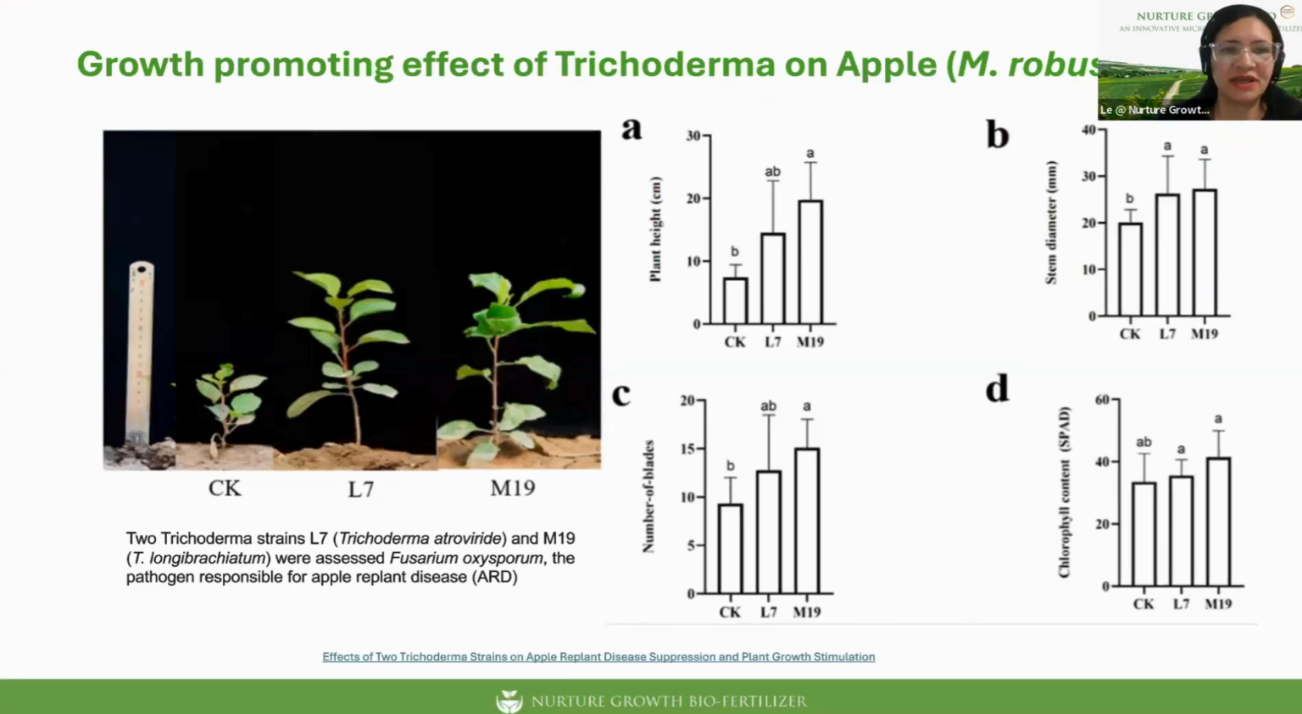This is a slide showing the growth promoting effect of Trichoderma on apples. They used two Trichoderma strains, L7 and M19, and assessed them against the Fusarium oxysporum pathogen responsible for apple replant disease. What they found is that plant height, stem diameter, number of blades, and chlorophyll content were higher in Trichoderma treated plants in comparison to the control.